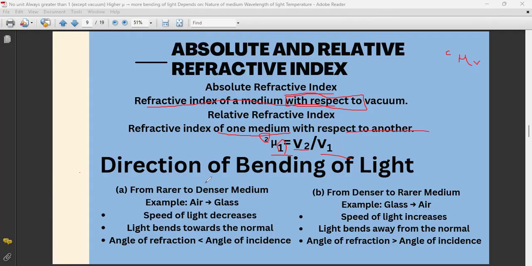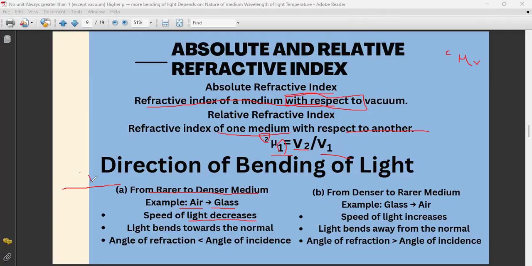Now, direction of bending of light when it is traveling from the rarer medium to the denser medium. For example, if it is traveling from air medium, which is rarer medium, to the glass medium, which is denser medium, the speed of light decreases. So the speed of light will be decreasing. So light bends towards the normal.